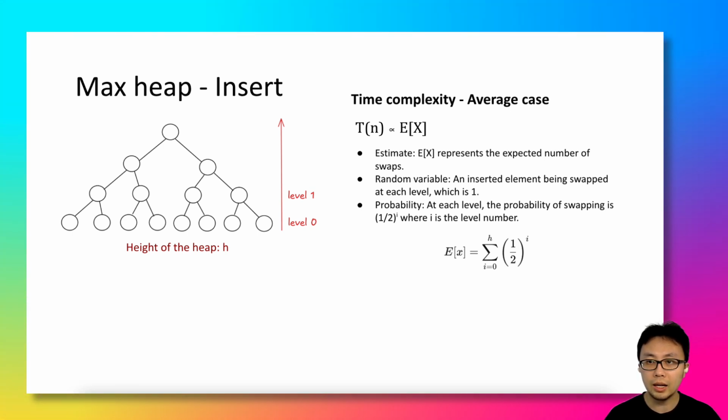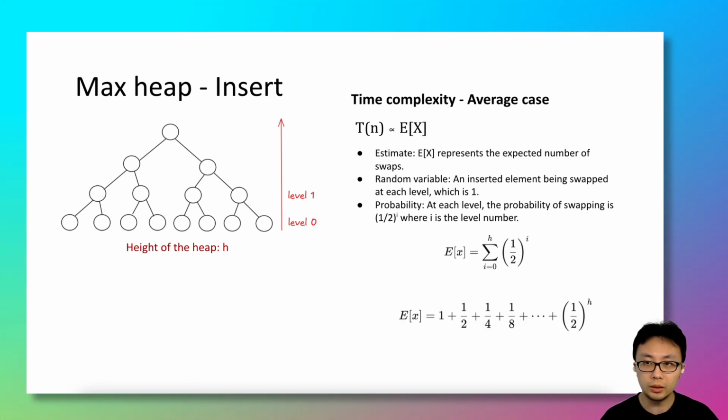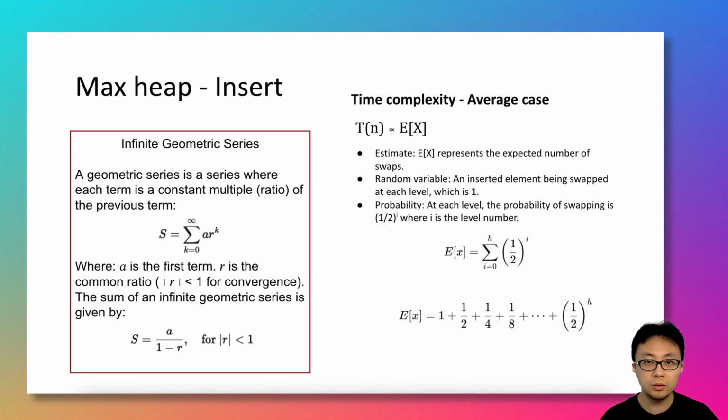If you expand this formula to list a few items, you will have something like this. This is something that's not too difficult to calculate or say estimate based on geometric series. For us, all we care is to get an estimate instead of calculating it accurately, so we can relax the geometric series to infinite geometric series.